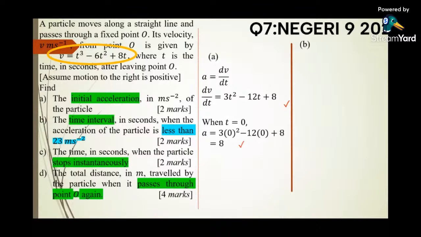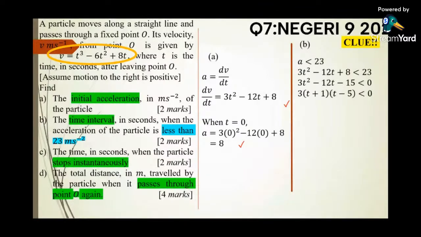Okay, B. Kalau tak faham terusannya B dia kata interval. Clue given is less than 23. So kita gunakanlah kemahiran less than 23. So kalau kata less than 23, kita pun A. Tadi kita dah dapat A from question A. Kita pun simplify and then we factorize. Remember, nak factorize, ingat saya cakap macam mana tadi. Number 1, whatever you factorize, kena dapat the previous line. Kena dapat balik 3t square tu. So 3 tu kena tulis kat depan bracket.